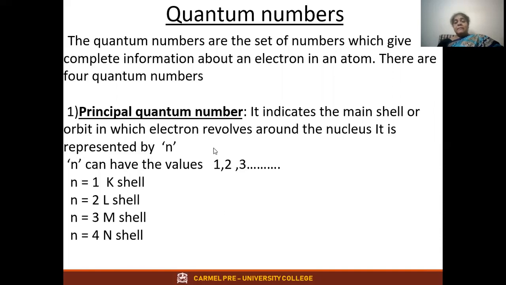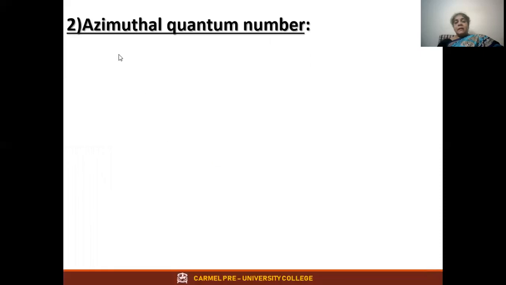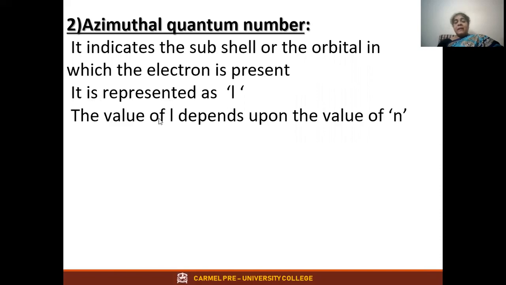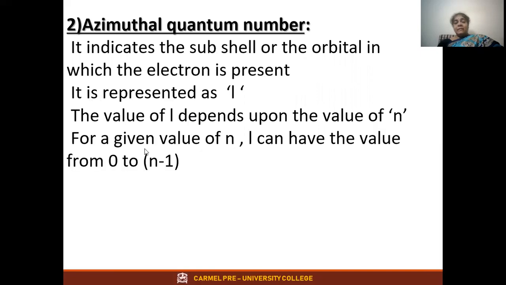Okay, next. Azimuthal quantum number. It indicates the subshell or the orbital in which the electron is present. It is represented as small l. The value of l depends upon the value of n. For a given value of n, l can have the value 0 to n minus 1. What are the values of l? 0 to n minus 1.